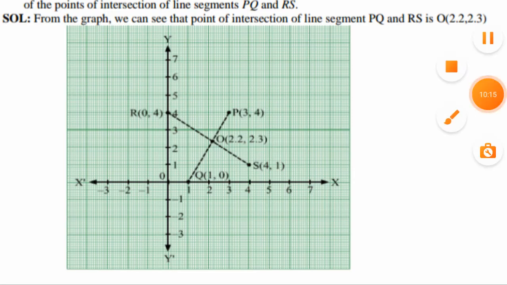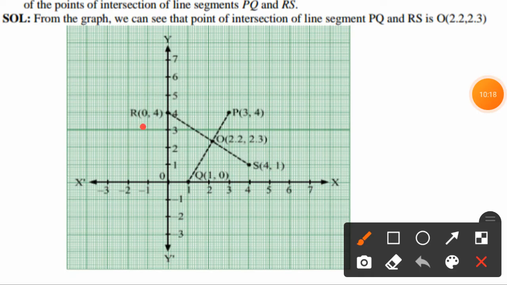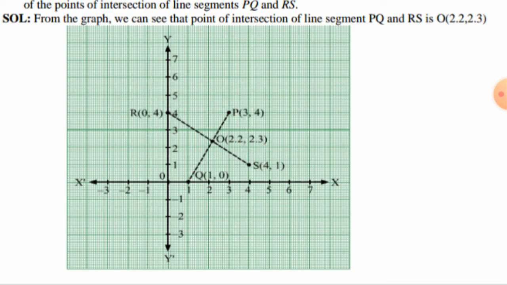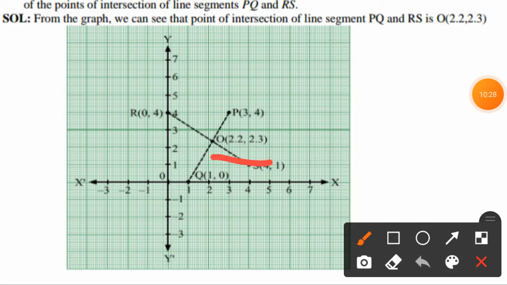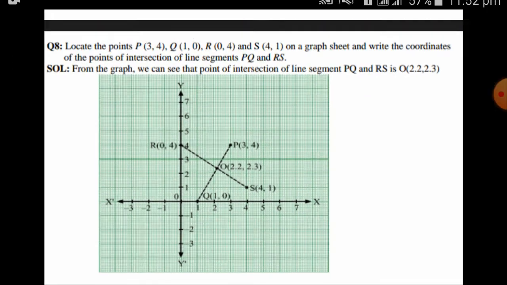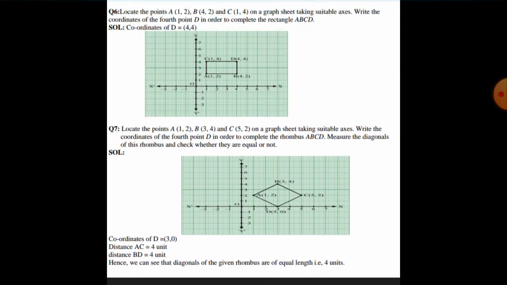Now in this we have to locate all these points: this is point R, this is point P, this is O, this is Q, and this is S. By locating these points we can say that the coordinate of this point O will be (2.2, 2.3). So we have to locate this point. Now after this, see the next question, that is question number 9.